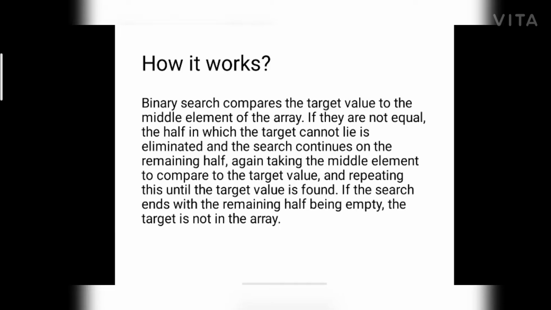Now I'm going to explain to you how it works. At first, binary search compares the target value to the middle element of the array. If they are not equal, the half in which the target cannot lie is eliminated, and the search continues on the remaining half, again taking the middle element to compare to the target value and repeating this until the target value is found. If the search ends with the remaining half being empty, the target is not in the array.